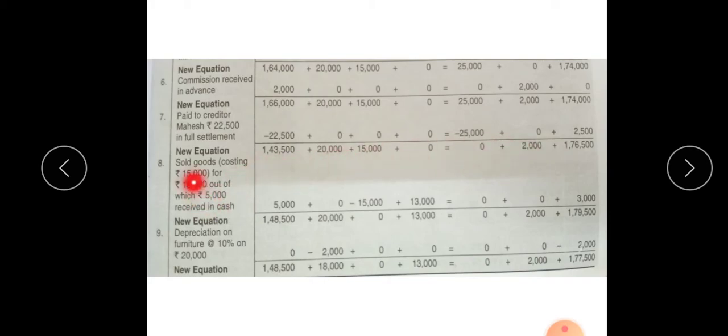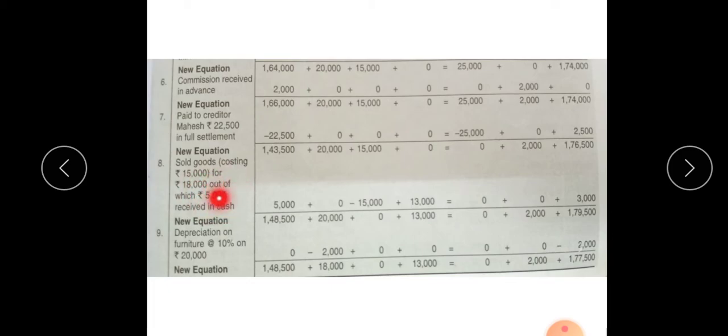Now eighth transaction, it's a good transaction, little difficult one for the beginners. Okay, goods costing 15,000 was sold for 18,000 rupees. So stock 15,000 minus 15,000, 0. It is sold at a profit of 3,000, so capital will increase by 3,000 rupees. It will be added to the capital, 3,000. So now capital stands at 1,79,500.